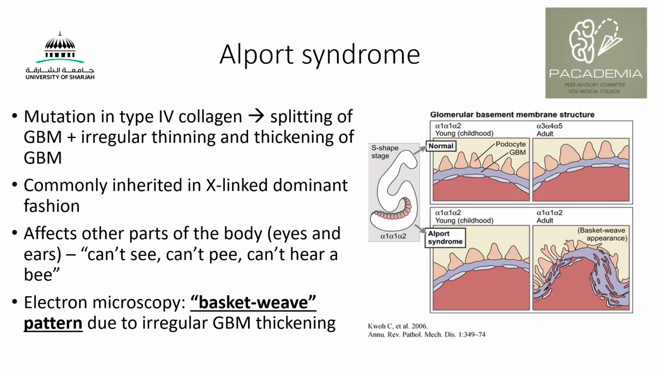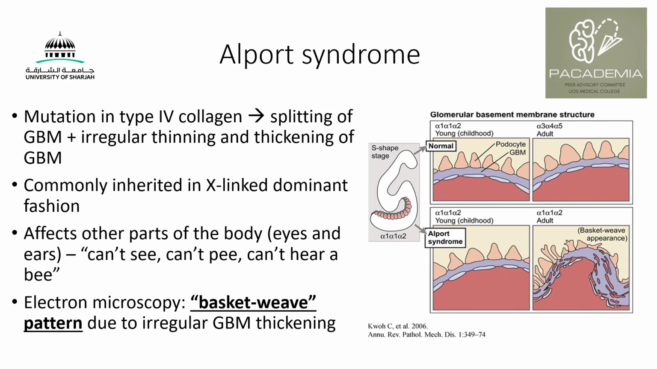The pattern is usually X-linked dominant, and although we talk here in the context of kidneys, it can also involve other parts of the body, especially the eyes and the ears. Especially in the ears, you need to sense hearing loss. So the classical triad would be can't see, can't pee, can't hear. We have a similar triad mentioned in reactive arthritis, which is can't see, can't pee, and can't climb a tree. So here it's can't hear, which is the ears involved in Alport.